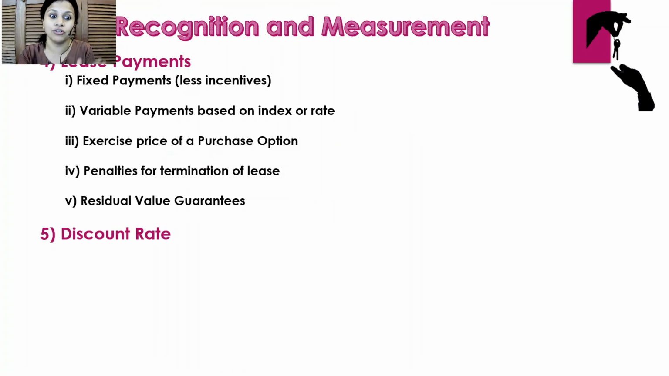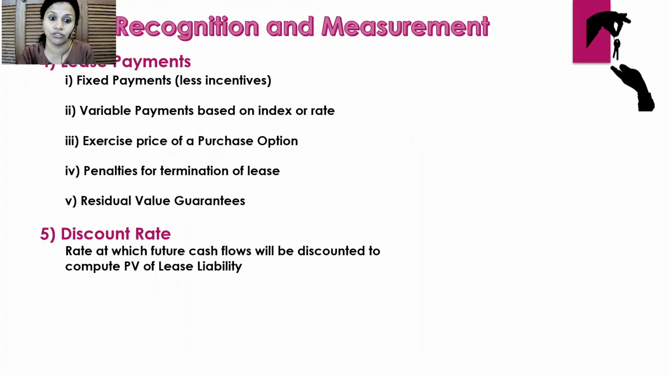The rate at which you will be discounting all the future cash flows to compute the present value of your lease liability is known as the discount rate. Now, if you are writing an exam, for one of the lucky ones, the rate will be directly given to you. But let's say you need to account for this in real life. How do you calculate the discount rate?